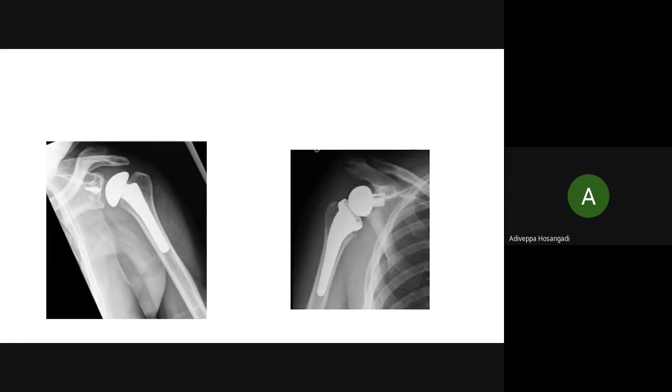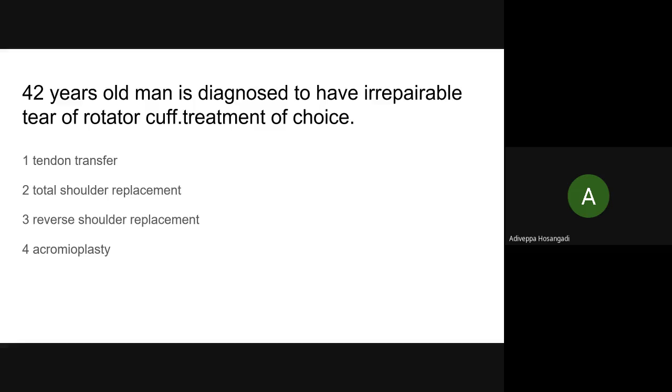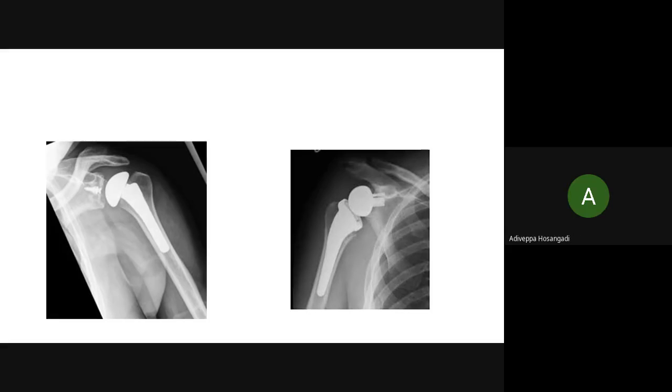So I wanted to show you these two pictures. Roshan, you mentioned, isn't it? Yes, sir. Just remember, this is total shoulder arthroplasty. This is reverse shoulder, reverse total shoulder. Please remember this picture very nicely.